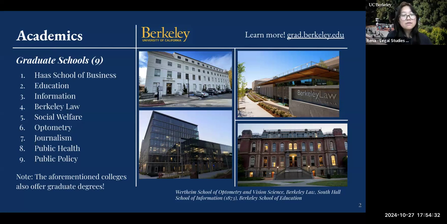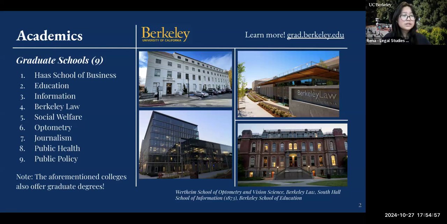And so you can see pictures of those on the right. The picture on the top left is the Wortham School of Optometry and Vision Science, home to our School of Optometry. Berkeley Law is on the top right. And on the bottom right is South Hall, which is the oldest building on campus, but it houses our newest graduate school, which is the School of Information. And then on the bottom left, that is the Berkeley School of Education.